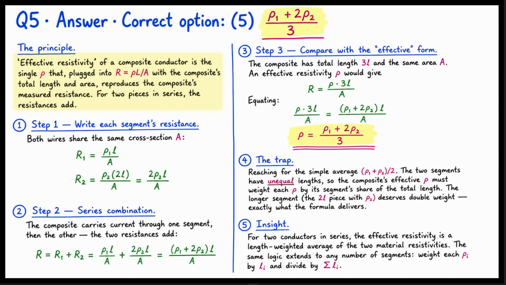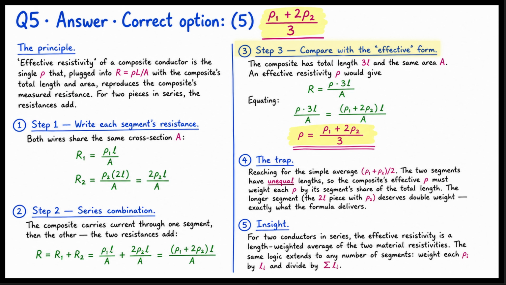For two pieces in series, and this is what we have here, the individual resistances add. Step 1. Write each segment's resistance. Both segments share the same area. Segment 1 has R equals ρ1L over A. Segment 2 has R equals ρ2 times 2L over A, which is 2ρ2L over A. Step 2. Add them in series. The current goes through one segment, then the other, no branching, so the two resistances add. R equals R1 plus R2 equals ρ1L over A plus 2ρ2L over A, which combines to (ρ1 plus 2ρ2)L over A.